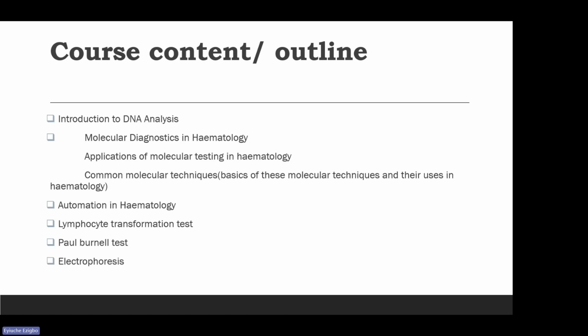Later on, we'll be looking at automation in hematology, the lymphocyte transformation test, the Paul Bunnell test, and electrophoresis. So this is the aspect of 521 we are going to cover in this lecture.